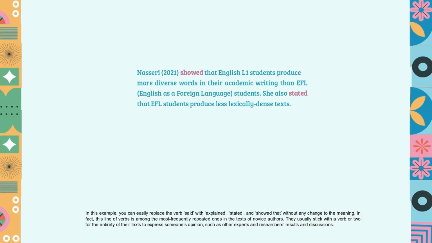In this example, you can easily replace the verb said with explained, stated, and showed that without any change to the meaning. In fact, this line of verbs is among the most frequently repeated ones in the texts of novice authors. They usually stick with a verb or two for the entirety of their text to express someone's opinion, such as other experts and researchers' results and discussions.